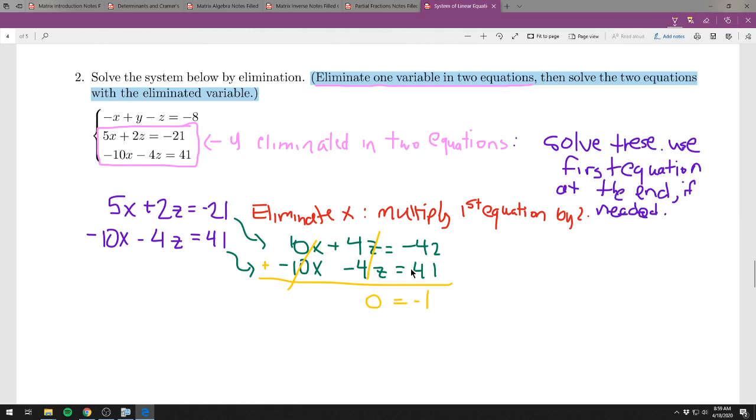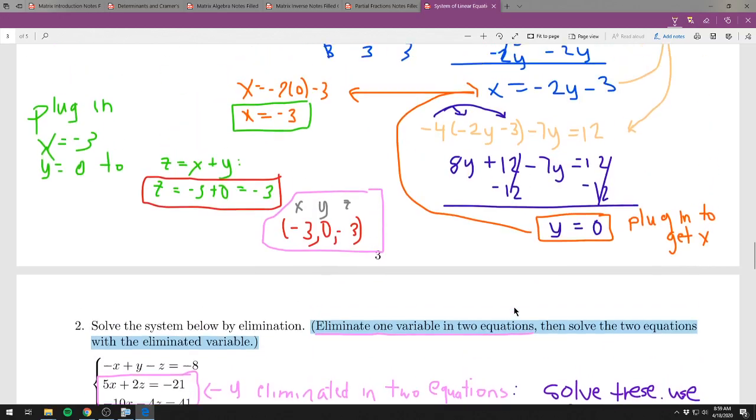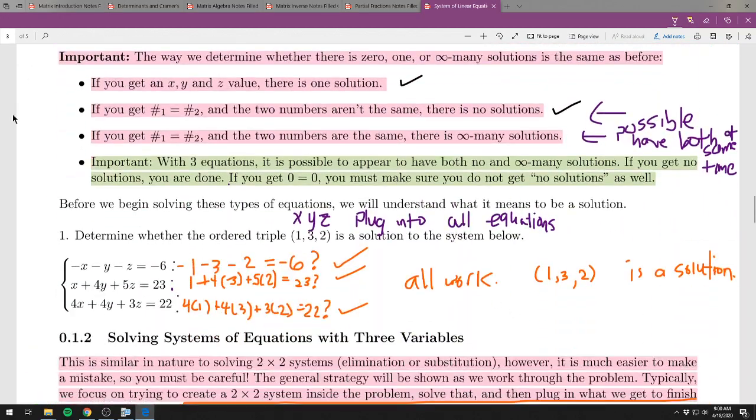Now, based on the last section, what we would know about this system of equations is there would be no solutions. And remember what I said when we previewed this: no solutions is king. If you get no solutions, you are done. This has no solutions. There's nothing more to do. Okay, so let me just remind you of that. If you get no solutions, you are done.